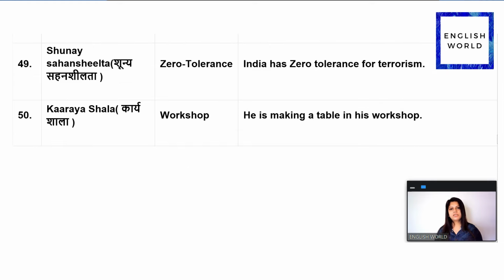Next is शून्य सहनशीलता. It means zero tolerance. You cannot tolerate it. आप बर्दाश्त नहीं कर सकते उस चीज को. तो that is called zero tolerance. India has zero tolerance for terrorism. India terrorism बिल्कुल बर्दाश्त नहीं करती, तो it has zero tolerance. Some of the people in India are vegetarians. They have zero tolerance for non-vegetarian food. So you can simply use the term zero tolerance for anything that is not at all acceptable.